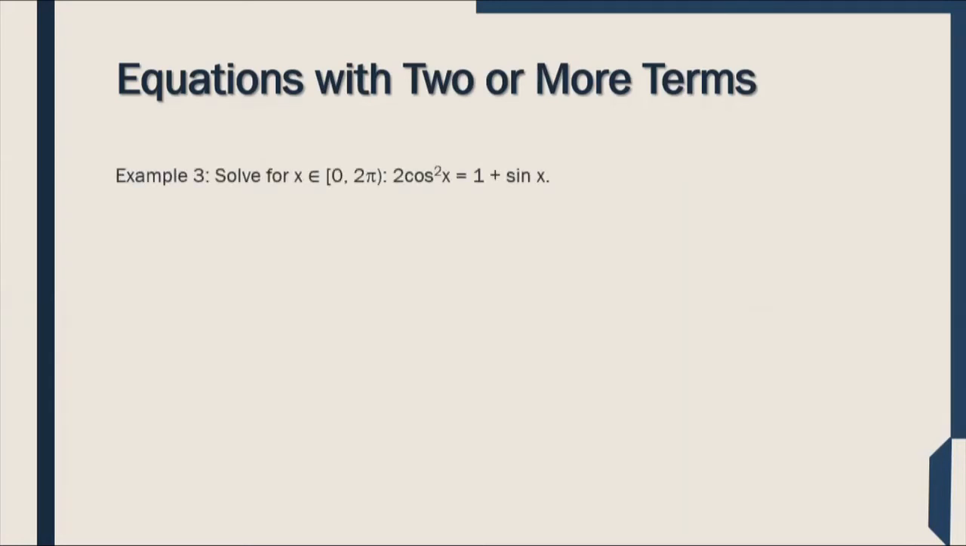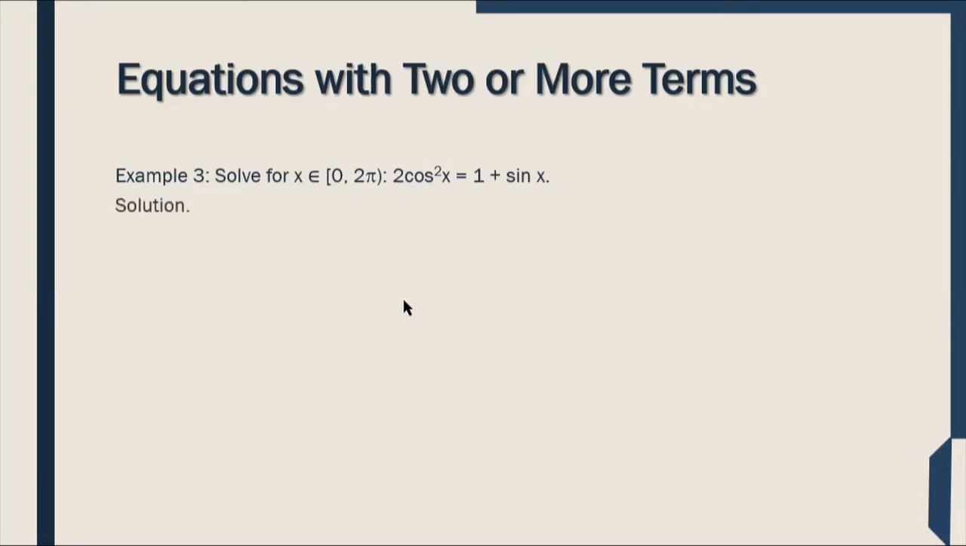Okay, under example 3, here is the problem. Solve for x, where x is an element of closed 0, comma, open 2 pi. It means that the value of x is 0 less than or equal x less than 2 pi. And the equation is given by 2 cosine squared x equals 1 plus sine x.